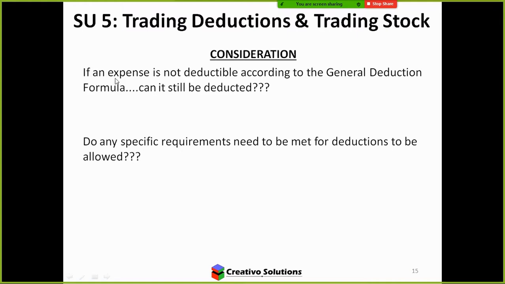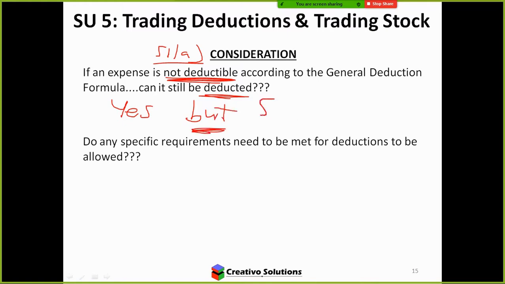Considerations. If an expense is not deductible according to the general deduction formula, can it still be deducted? What do you think? So in other words, not deductible in terms of section 11(a), the general deduction. Can it still be deducted? No. Okay, the answer is actually yes. But, and there's a big but, it must be a SARS tax concession.